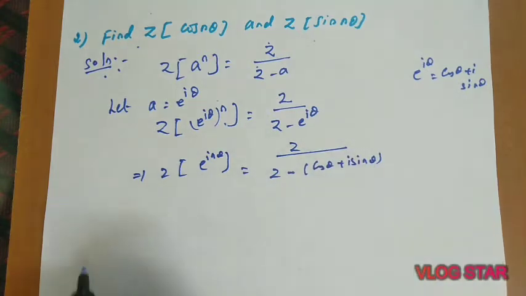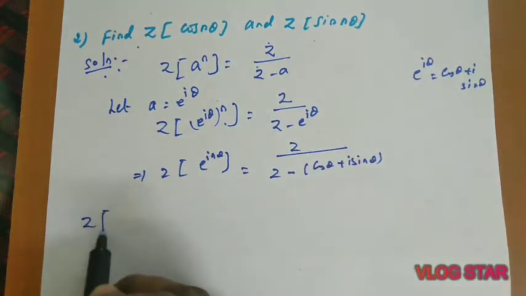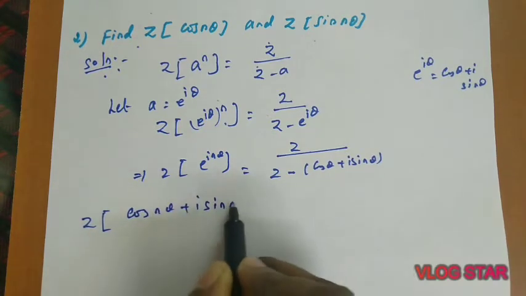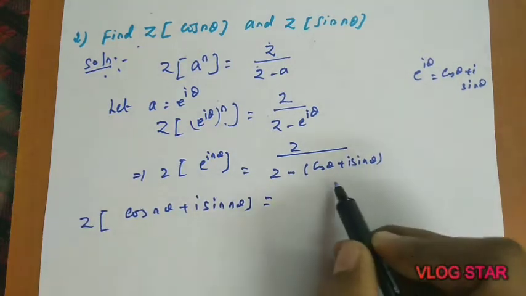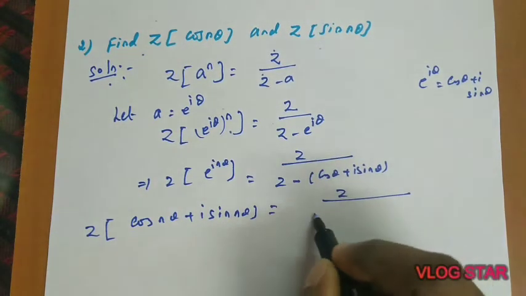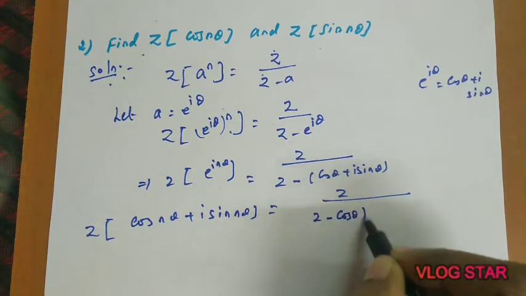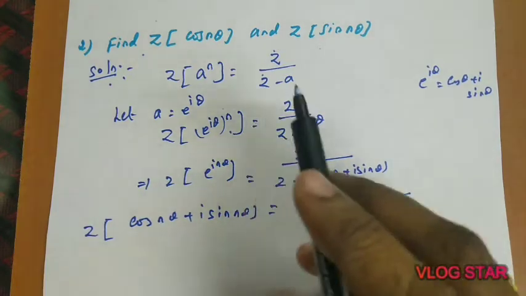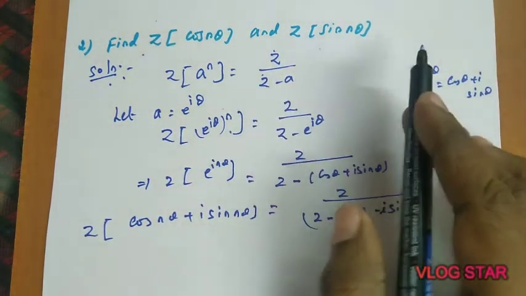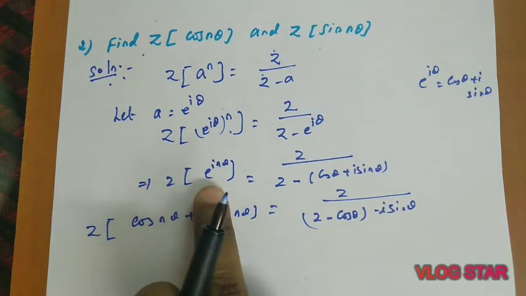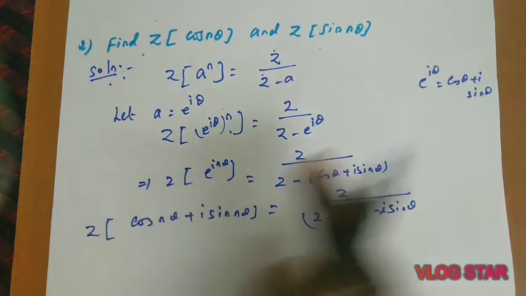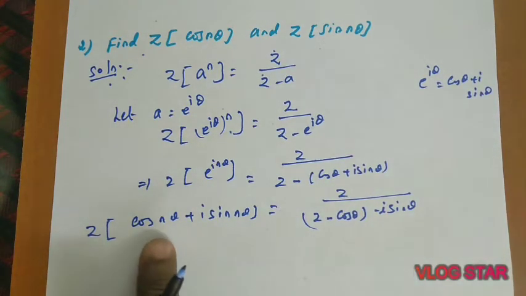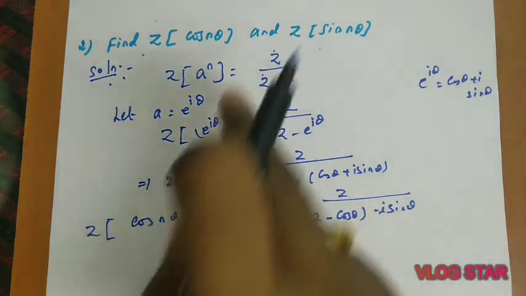So now e power i n theta, we know very well that it is cos n theta plus i sin n theta, which is equal to z by z minus cos theta minus i sin theta. Because the question is find Z of cos n theta and sin n theta, that's why here we are making this formation of e power i theta. In this one we can get the real part and imaginary part. So after completing the problem, comparing our real part and imaginary part, we can get the answer for this one.